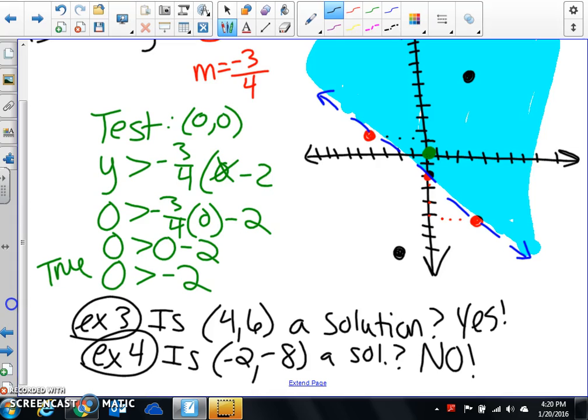So for instance, let's take this point, 0, negative 2. That is on the line, right? This point right here. It's on the line, but that's a dashed line. So that would not be a solution. If it was a solid line, it would be, but since it's a dashed line, it is not. So it gets a little tricky there. Let's do a couple more.